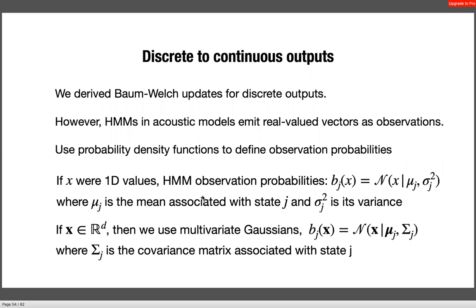But typically my x's are not 1D, they actually are d-dimensional vectors of real values. Then we need to use multivariate Gaussians, not univariate Gaussians. So now you can write b sub j of x, where x now is this acoustic vector, as a multivariate Gaussian, where mu j is the mean vector of size d associated with state j, and sigma j is the covariance matrix associated with state j. So this is how it would be parameterized if they are multivariate Gaussians.